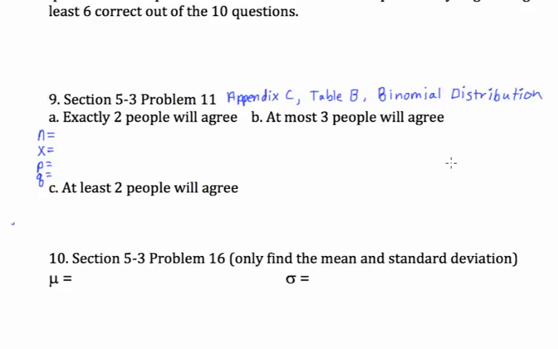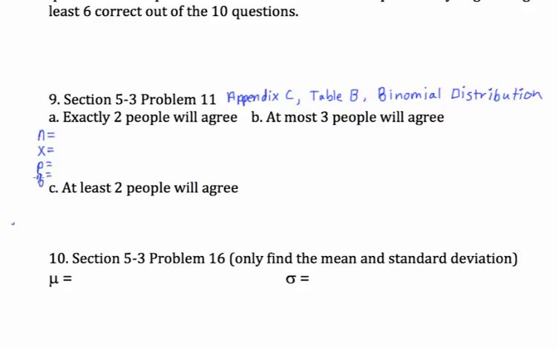Problem 11. 40% of Americans do not think having a college education is important to succeed in the business world. If a sample of 5 Americans is selected, find these probabilities. A, exactly 2 people will agree with that. So we need to find these 4 things.